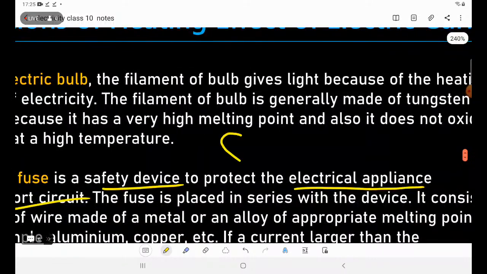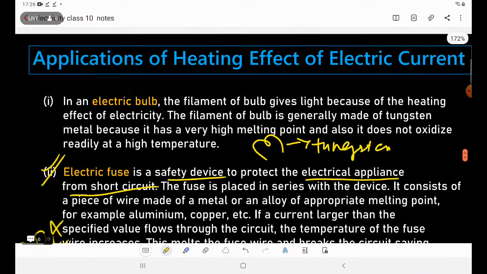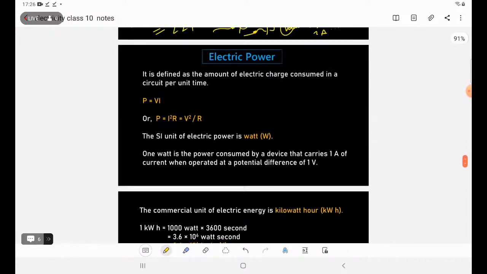In the bulb, the filament is made up of tungsten, which has a high resistivity. The bulb is filled with chemically inactive argon gas as well as nitrogen gas, because this prevents the tungsten from oxidizing, or you can say prolonging the life of the tungsten.